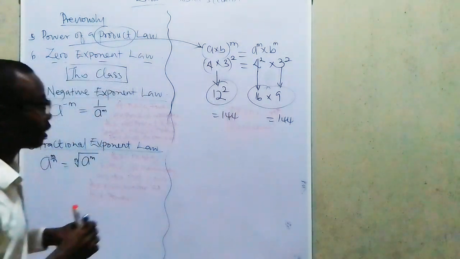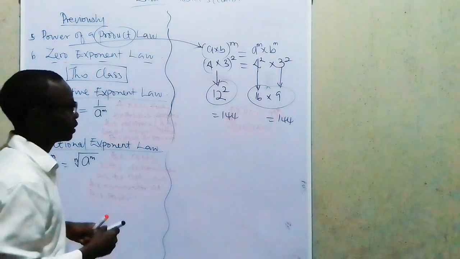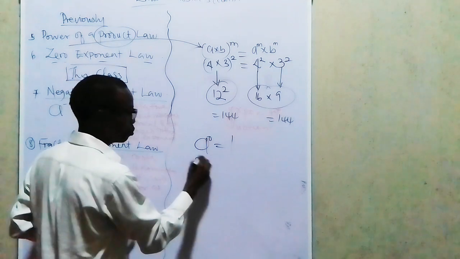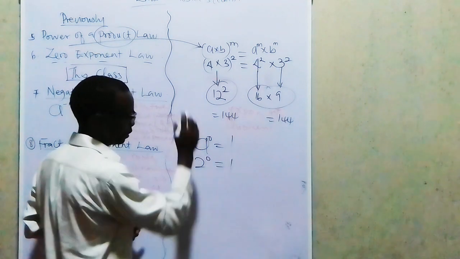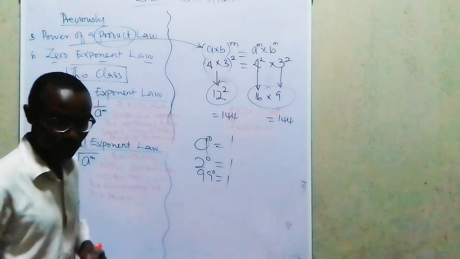So that's right. Now the next one is the zero exponent law. We looked at it last week, that any number raised to the power of 0 is equal to 1. So 2 raised to the power of 0 is equal to 1, and even 99 raised to the power of 0 is equal to 1. So check that video and you will see.